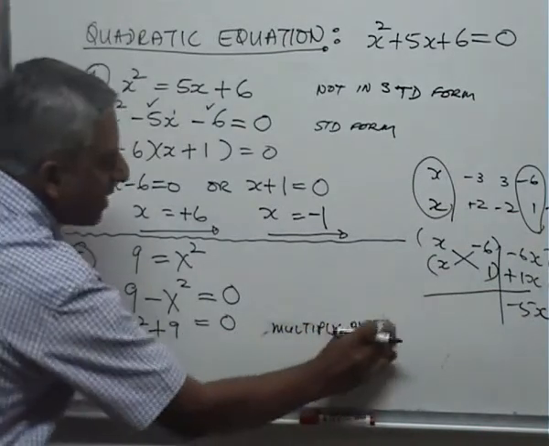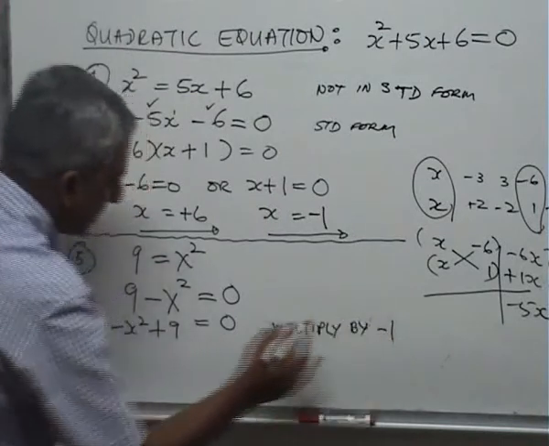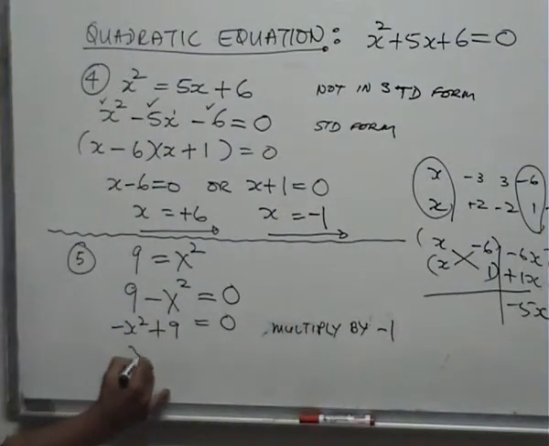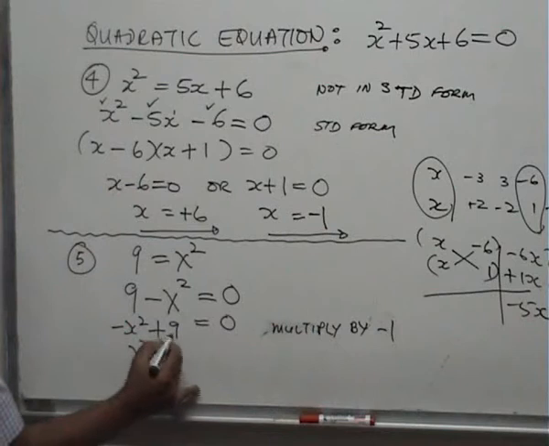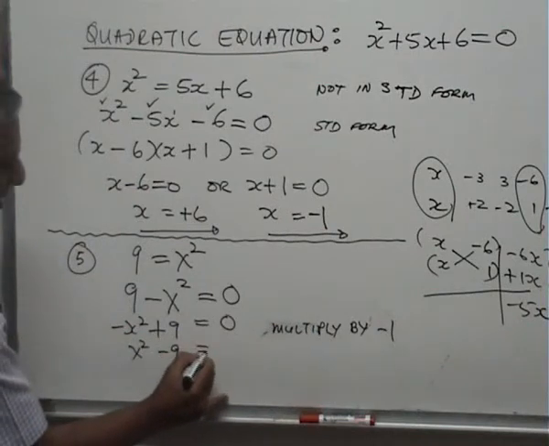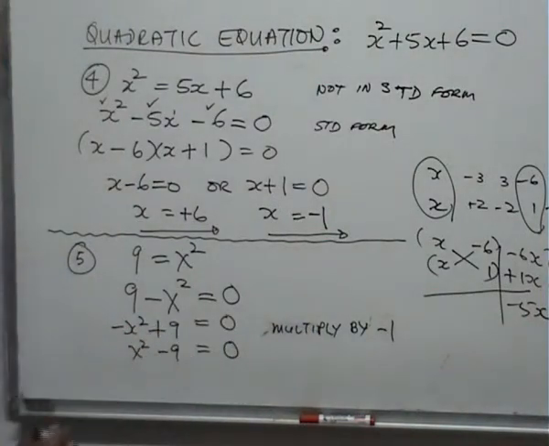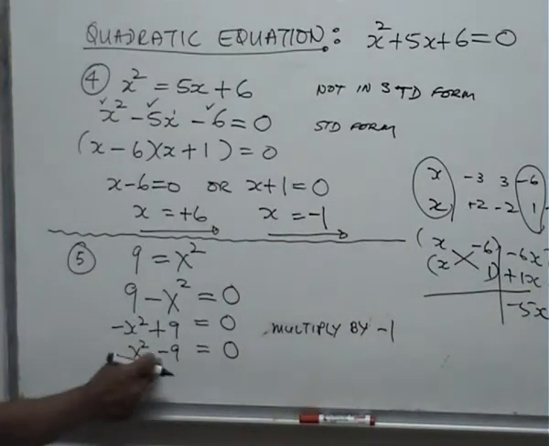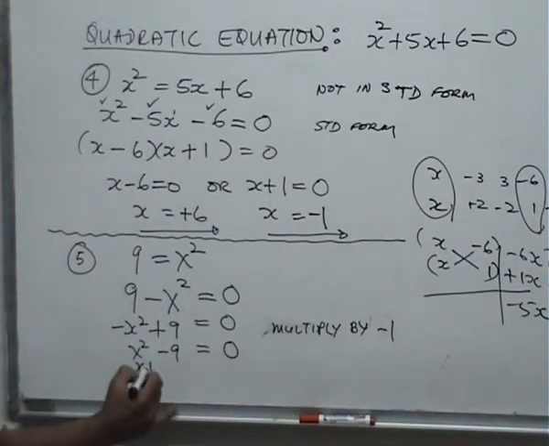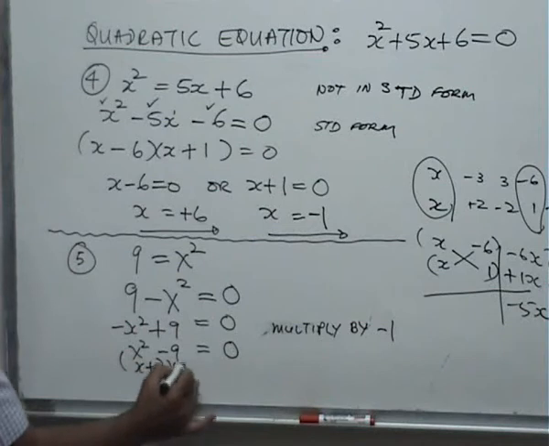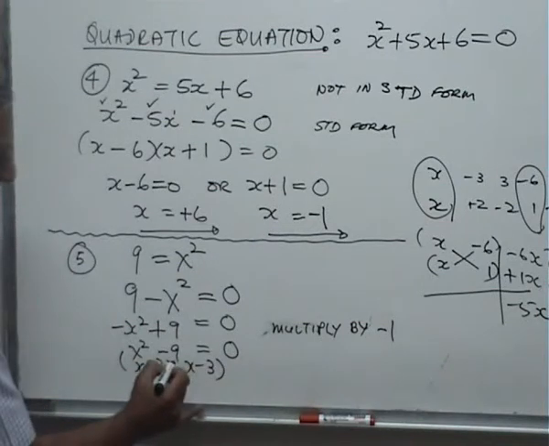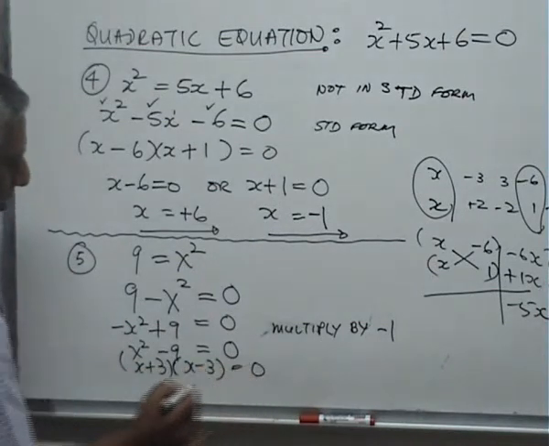If I multiply by minus 1, minus 1 times that will give me plus x squared. Minus 1 times that will give me minus 9. Minus 1 times 0 will give me 0. Now it's easy to factorize x squared minus 9. So it's x plus 3 into x minus 3 is equal to 0.